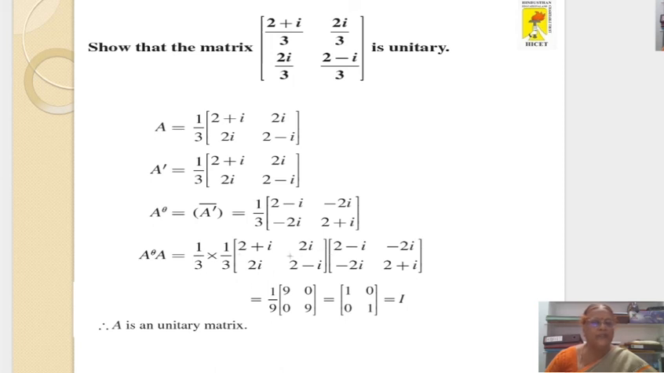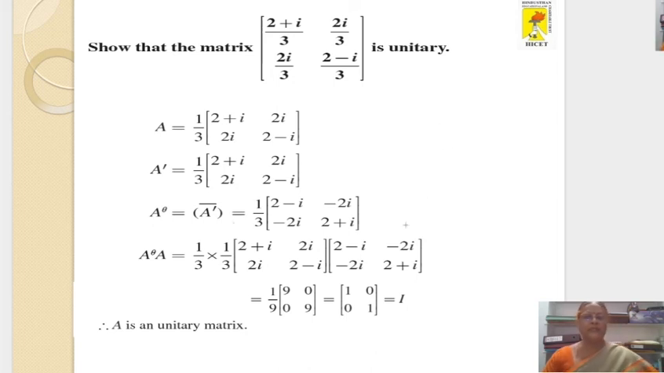When you multiply this, 2 plus i into 2 minus i plus 2i into minus 2i will give you a total of 9. Multiplying the first row with the first column, we get 9. First row with second column will give you 0. Second row with first column will give you 0, and second row with second column will give you 9. Taking this 9 inside, we will get 1, 0, 0, 1, which is nothing but the identity matrix I. Now we have got A power theta into A equal to I. This shows that A is a unitary matrix.